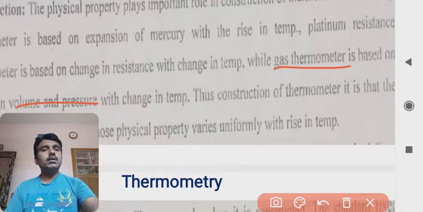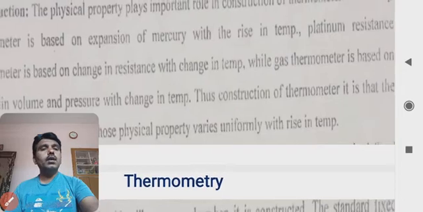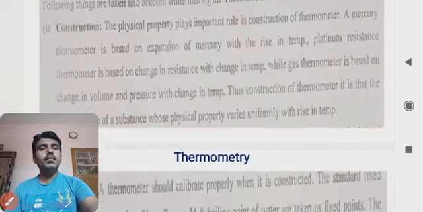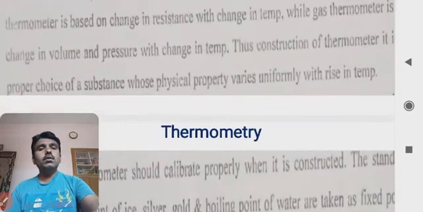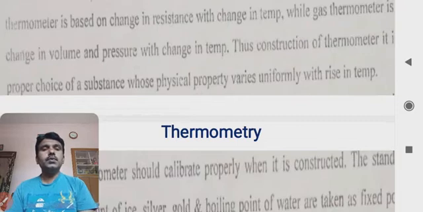And thus the construction of the thermometer is very important, and according to what type of thermometer we are preparing, the choice of substance is made. The physical properties of the various materials that are going to be used, either gas, liquid or resistance, all show variation with the temperature.